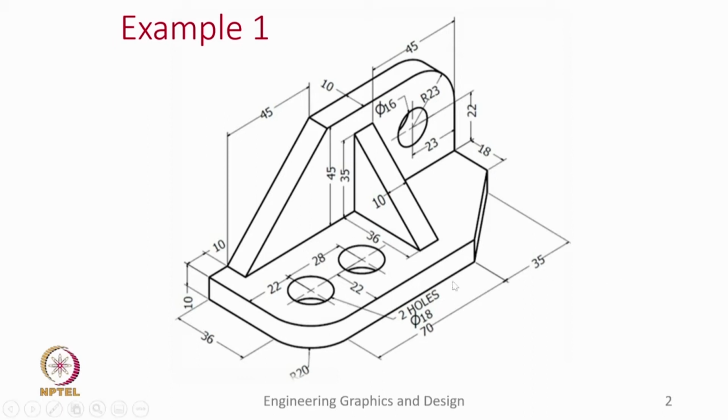We will get started by first preparing the base of this object, and then slowly we will develop the complete object. To prepare the base, first let us see the overall dimensions. The overall width will be 36 plus radius 20, which is 56, and the total length will be 70 plus 35, which is 105, plus the radius 20, which gives us 125. So, let us move into the software and see how we get started with this object.